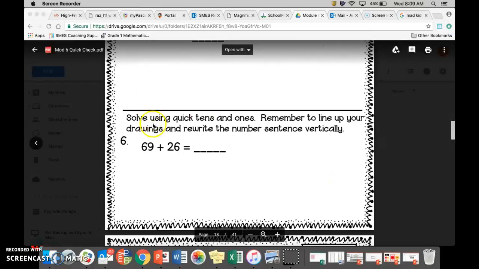Number 6, solve using quick tens and ones. Remember to line up your drawings and rewrite the number sentence vertically. Remember, you need to show me your tens and your ones, your tens and your ones, and then rewrite 69 plus 26 up and down vertically.